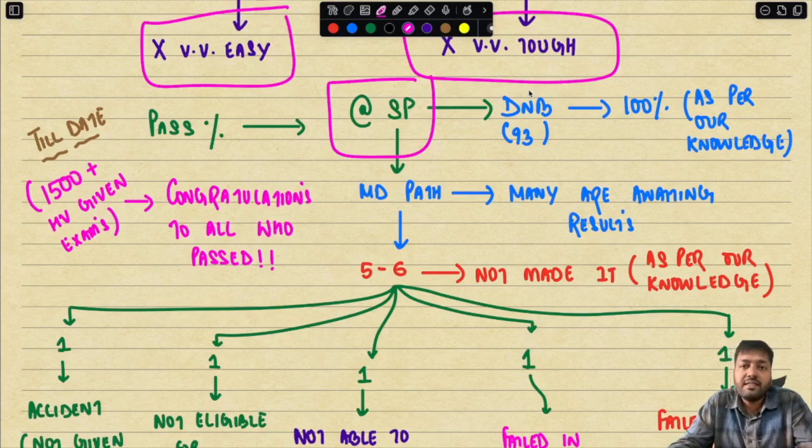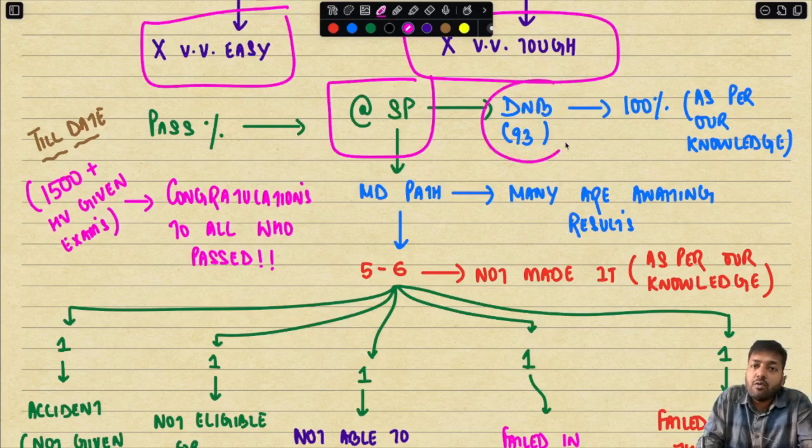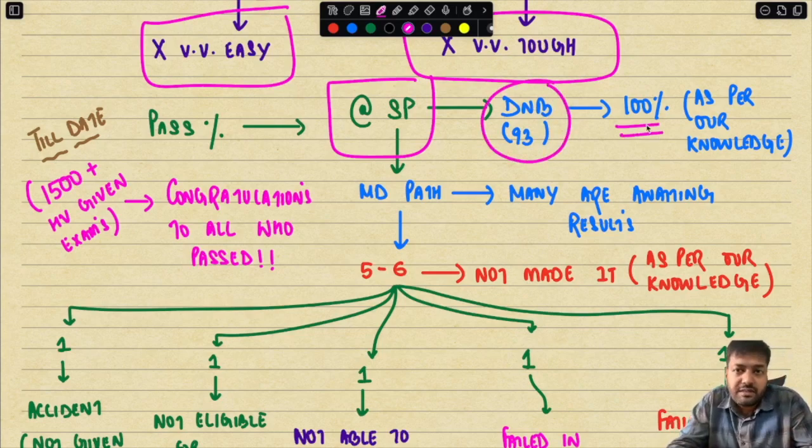So the DNB exams last year, whoever has given the DNB exams, as you know, the DNB theory exam is separate and practicals happen nearly 3 months after the theory exam. After you clear the theory exam, the practical dates come and then the practical exams are carried out. For the DNB in the last academic year, around 93 students appeared, and there is a 100% pass percentage as per our knowledge.